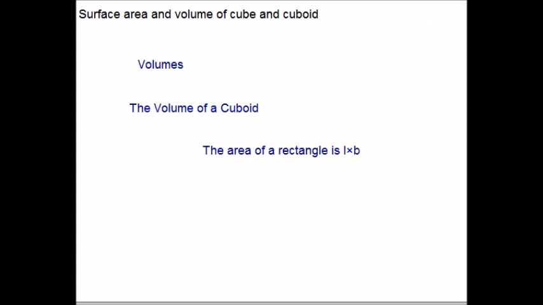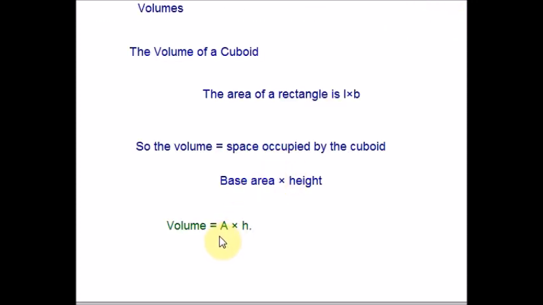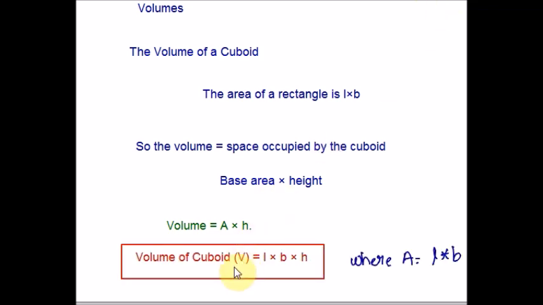So the volume of the object would be the space occupied by the cuboid, which is nothing but base area times height. So volume would be, base area is denoted by A and height is denoted by H. We know that area is length times breadth, so that would be equal to length times breadth times height. So this is the volume of the cuboid.